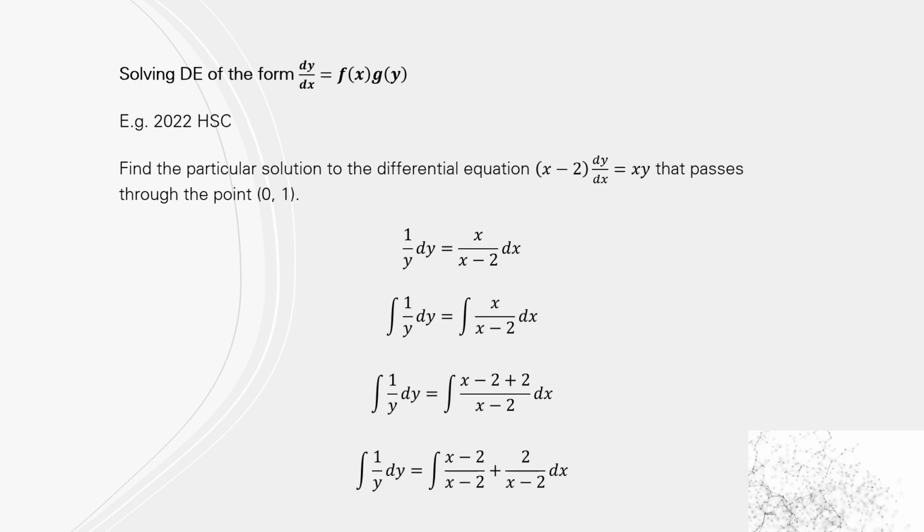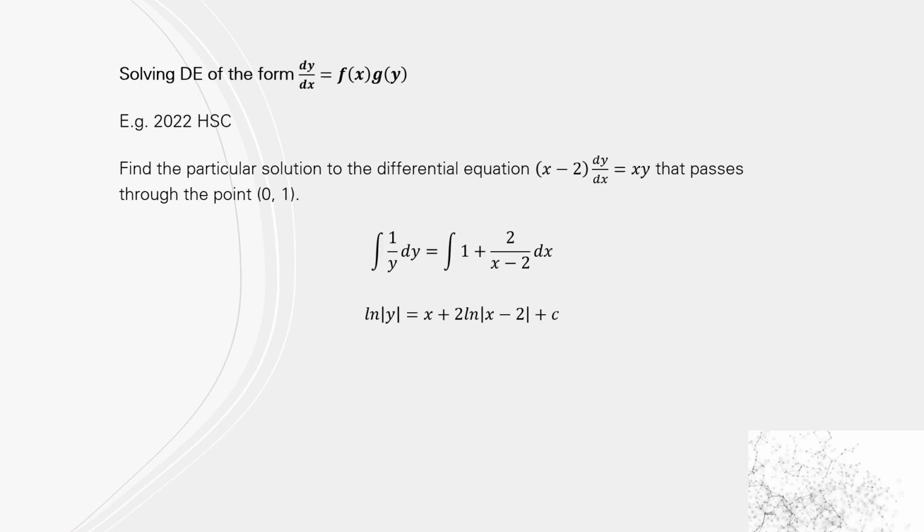But to integrate the right-hand side, we're going to manipulate it. We've got a denominator of x minus 2, so let's work on the numerator getting x minus 2. You can't just subtract the 2, you need to add the 2 as well. That'll split it into two separate fractions, which will allow us to integrate 1 plus 2 over x minus 2.